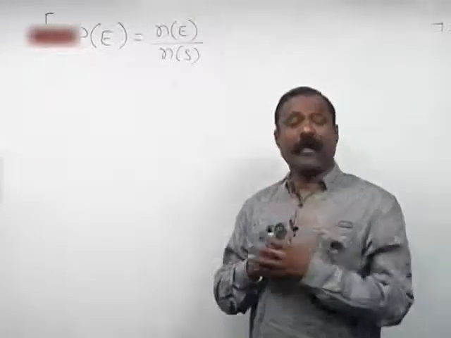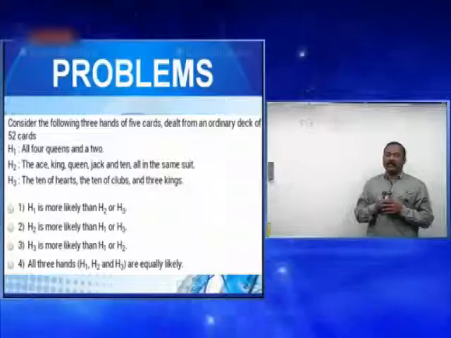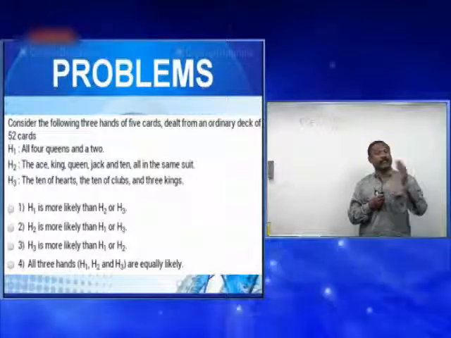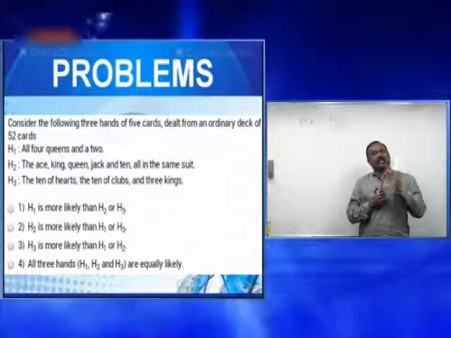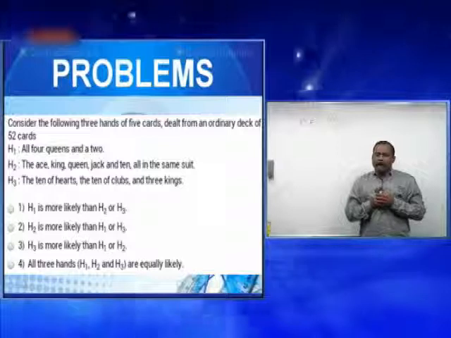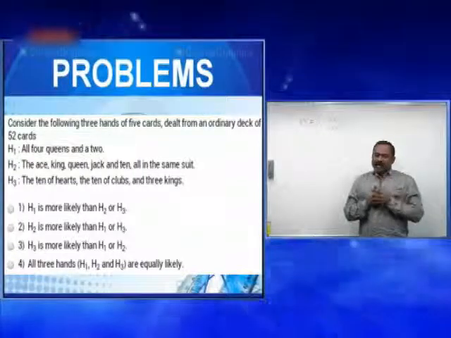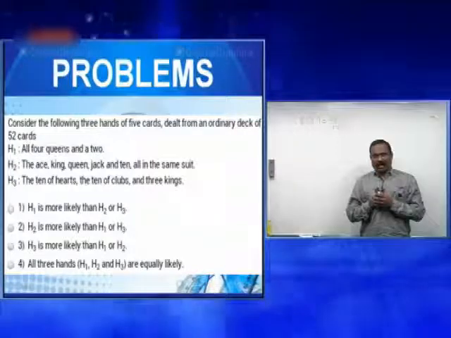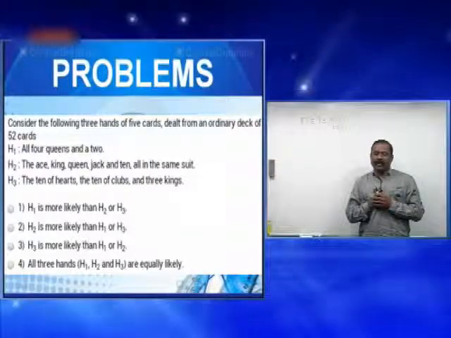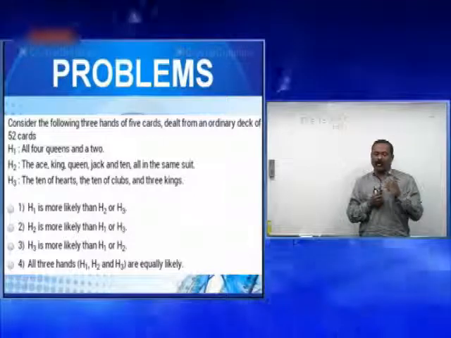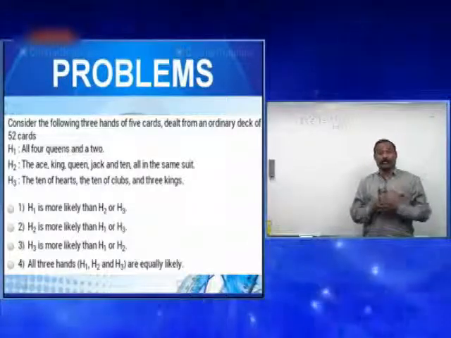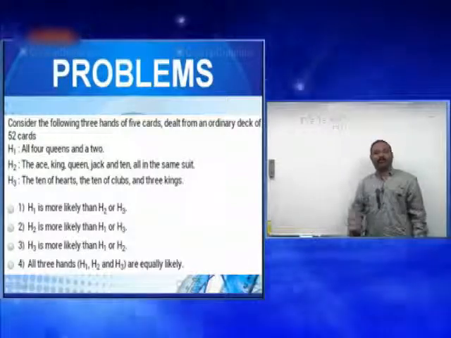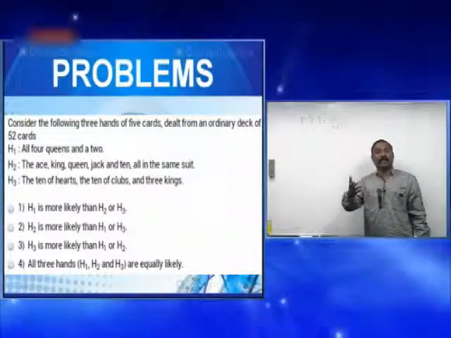Now the problem is based on that only. Now consider the following 3 hands of 5 cards. That means each hand is having 5 cards dealt from an ordinary deck of 52 cards. What is H1 here? H1 is all 4 queens and a 2. All 4 are queens and a 2.